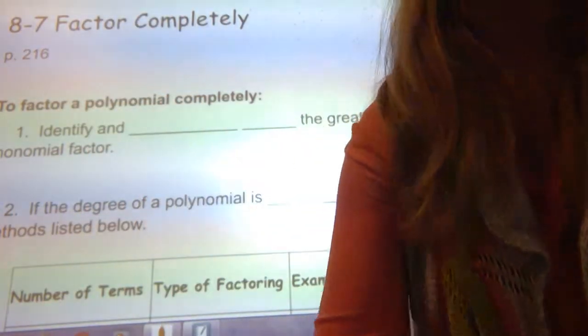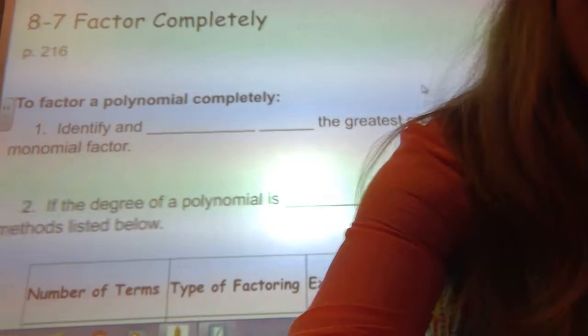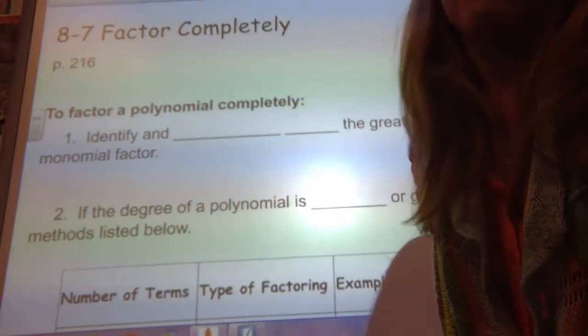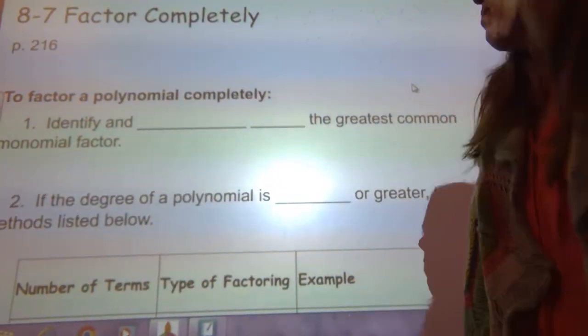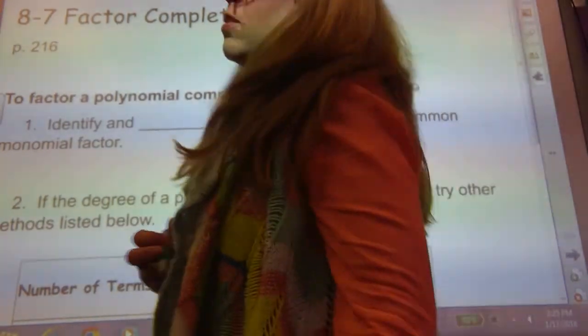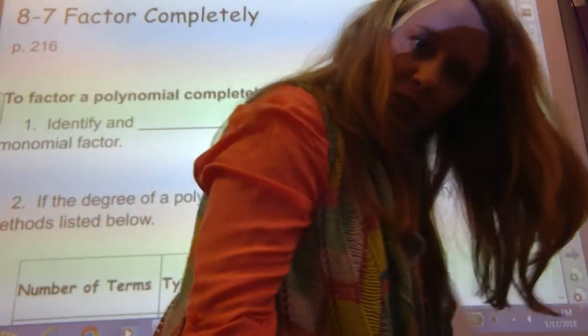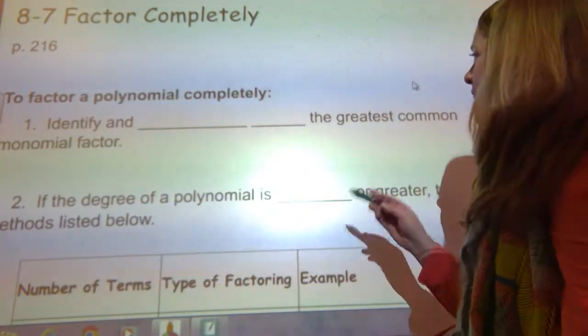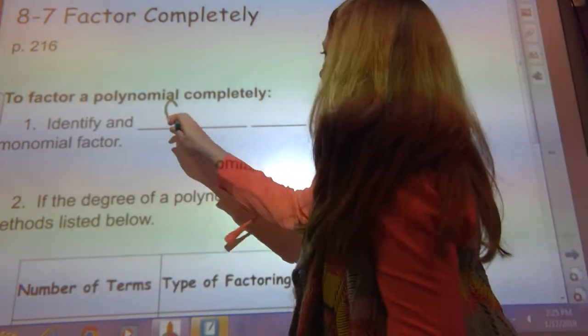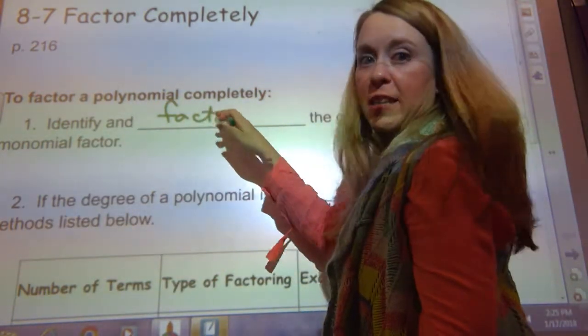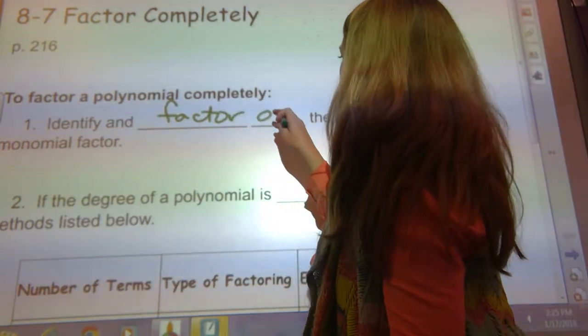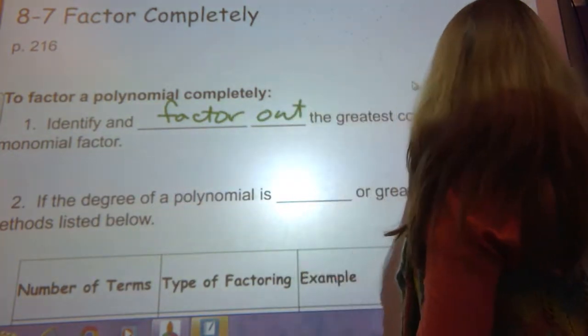All right, today we're going to continue factoring. We're going to try factoring completely today. Let's see if we can get this straight. To factor a polynomial completely, the first thing you want to do is identify and factor out the greatest monomial factor. So that's your first step.